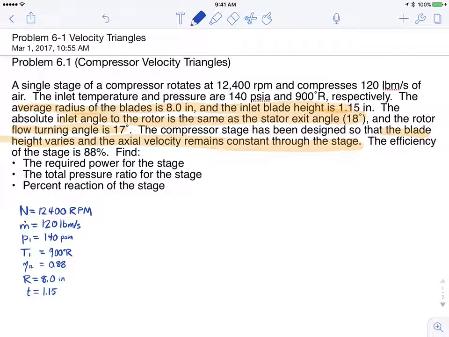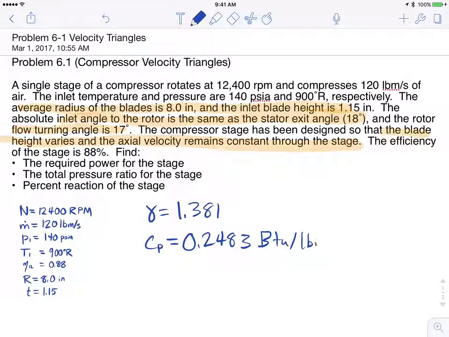We can pull out our key variables here and also look up the appropriate values for gamma and Cp based on a temperature of 900 degrees Rankine. So we can say that gamma is going to be equal to 1.381 and our specific heat will be 0.2483 BTUs per pound mass degrees Rankine. And we're going to assume constant properties through this stage.